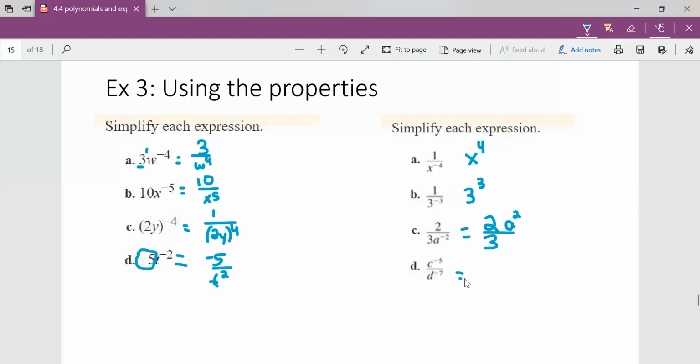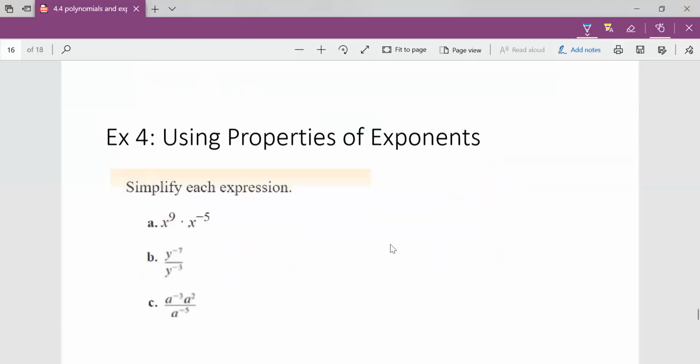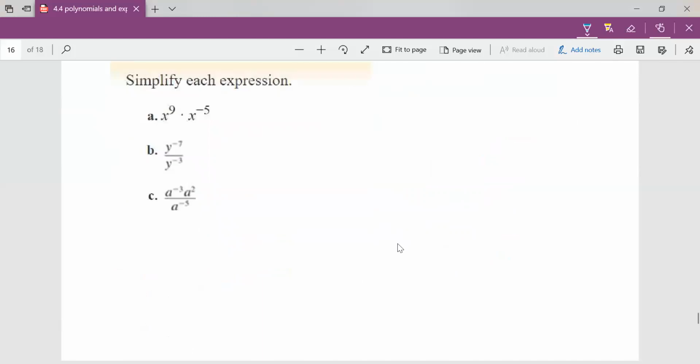And then this last example, they both have negative exponents, which means they both have to flip. So it's going to be d to the positive 7 over c to the positive 5. So a couple examples.